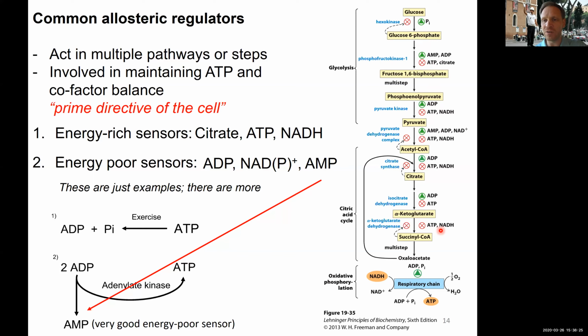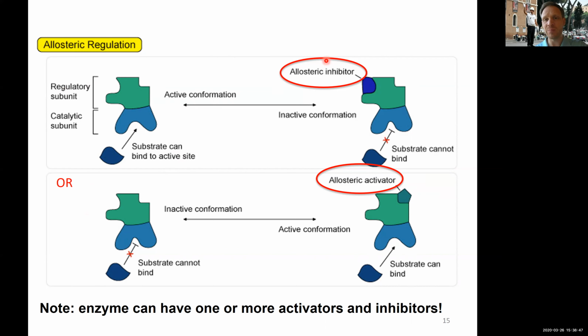So if we start right up here, this is an example for an allosteric inhibitor. You have your enzyme here, and down here, this is your catalytic subunit. Your active site, that's where substrate to product conversion would be happening. And here's your substrate that could go in. The enzyme does its job.